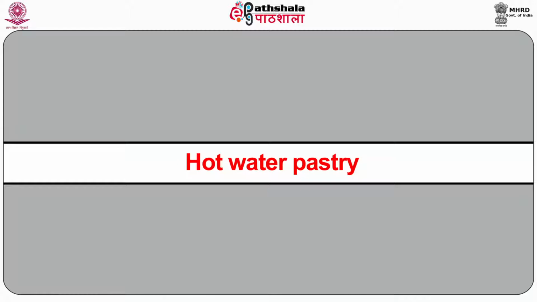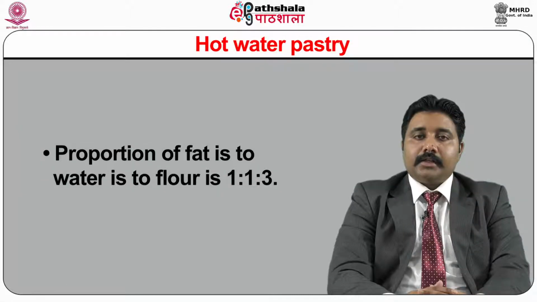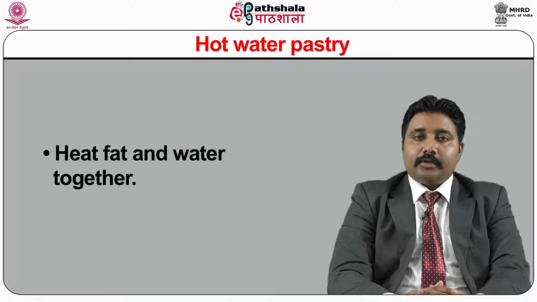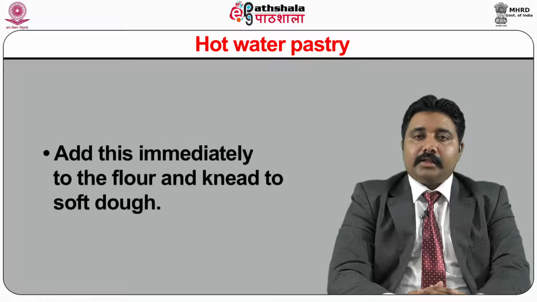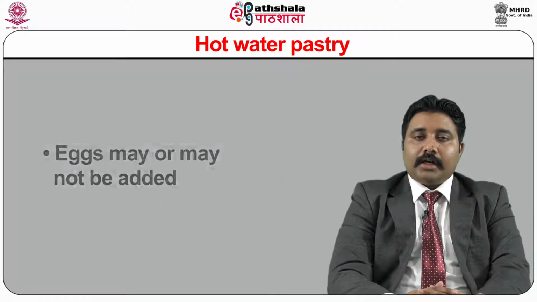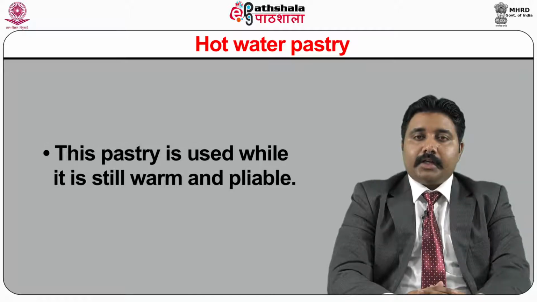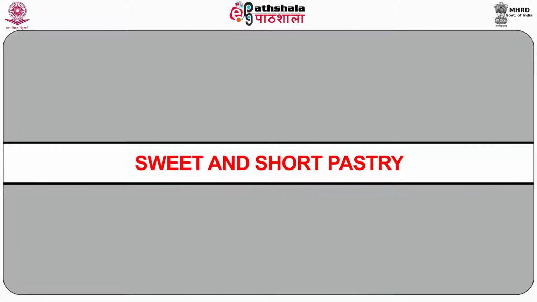Hot water pastry. The proportion of fat to water to flour is 1:1:3. Heat fat and water together. Add this immediately to the flour and knead to a soft dough. Eggs may or may not be added. This pastry is used while it is still warm and pliable. Sweet and short pastry.